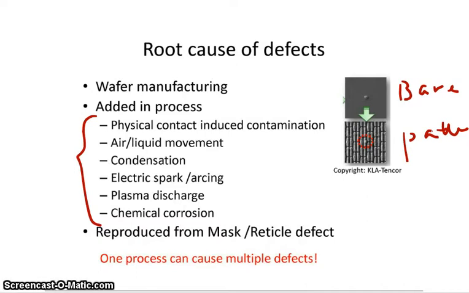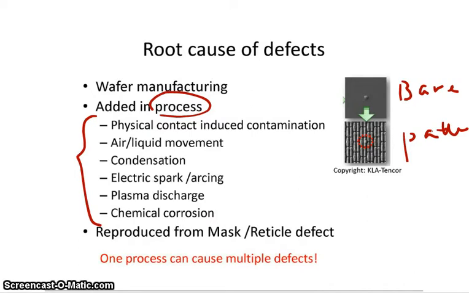And there's another very important source. The defects may be reproduced from the mask. So if the mask, or say the reticle, has a defect, then it will print on the wafer over and over again. So it will reproduce on every single chip. That's another way where we can get the defects. It's from the mask.